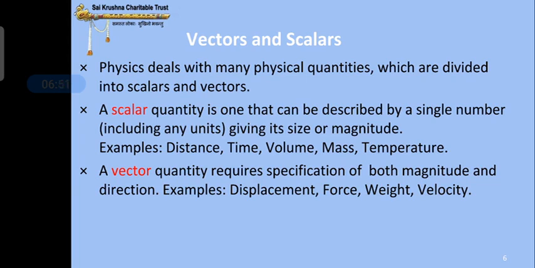For example, displacement. Displacement means what? The object has moved 10 kilometers towards the east, say, which means it is also specifying the direction along with the magnitude. So here are a few examples of vector quantities: displacement, force, weight and velocity. These all come under the vector quantity, which means they require both magnitude and direction.